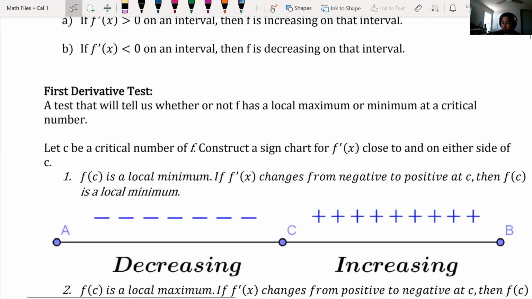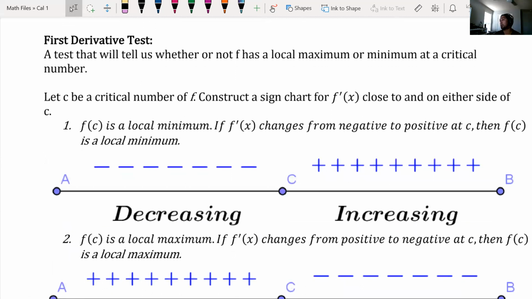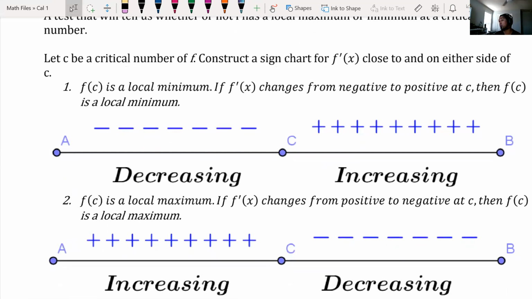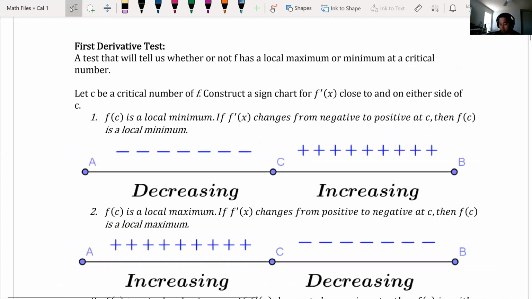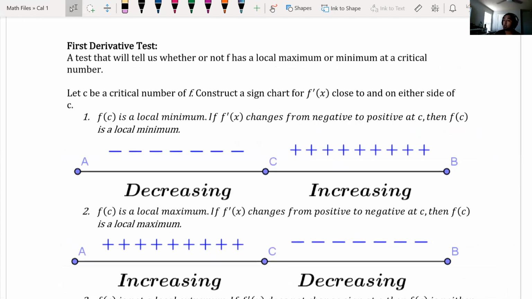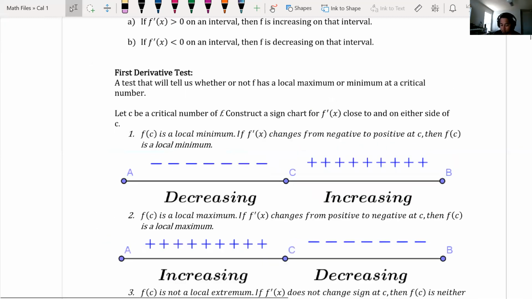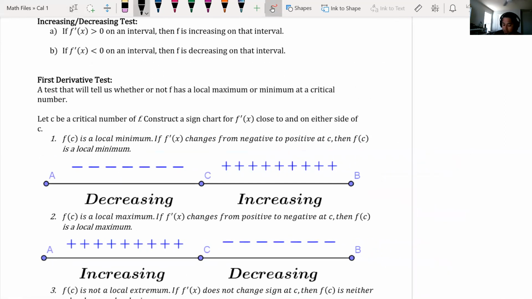Okay. So with that, we have the first derivative test. This will tell us whether we have a maximum or minimum at a certain critical number. And here we create a number line, or it's called a sign chart. So number 1 says we have a local minimum if at your critical number, the graph goes from decreasing to increasing. So if we have a graph and it goes from decreasing to increasing, then the point is called a local minimum at our critical number of c.